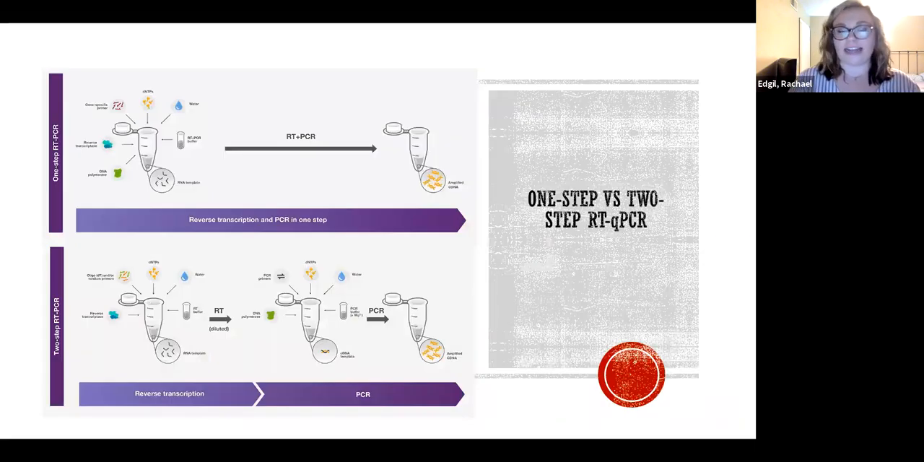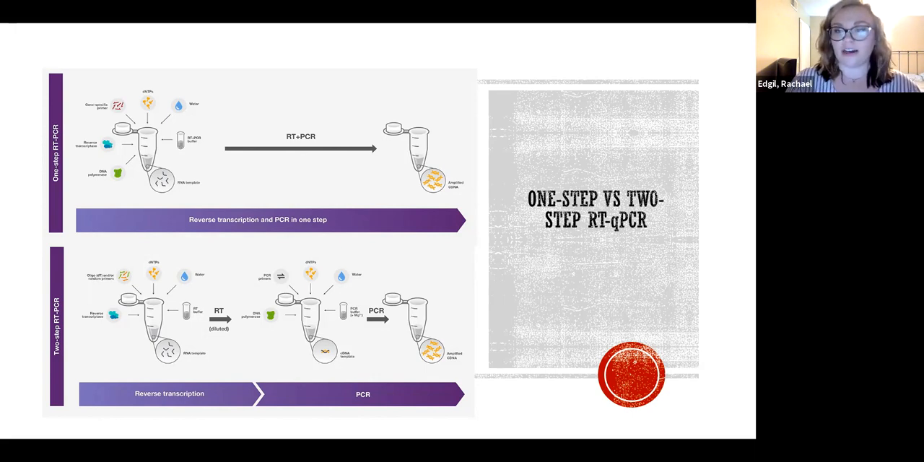RT-qPCR can actually be carried out in two different ways: one step or two step. One step is where the reverse transcription of the RNA and the amplification of the complementary DNA happen in one process, with reverse transcriptase and DNA polymerase being combined to finish out this process. Two-step RT-qPCR is where it's broken up. First you have the transcription of the RNA, and secondly, you have the conversion or the amplification of the double helix DNA. They both have their advantages and disadvantages.